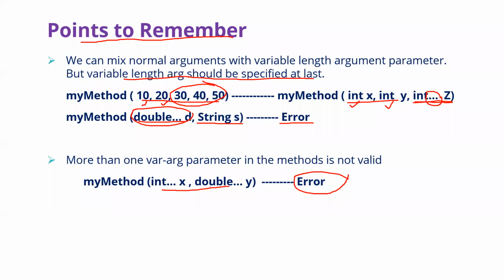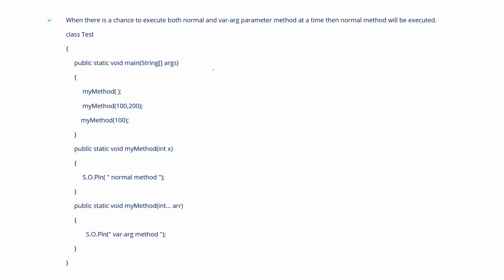But no need to take two arrays. So if you take more than one vararg parameter, it will result in an error. It is illegal. Okay. These are all the points regarding the vararg parameters. Observe this example. When there is a chance to execute both the normal method and the variable length argument method, then always the general method will come into the picture.